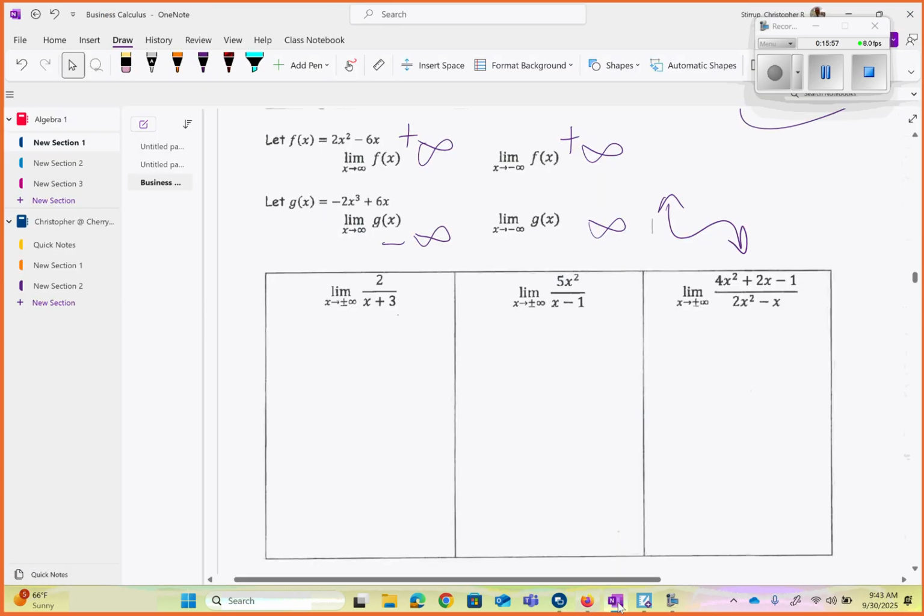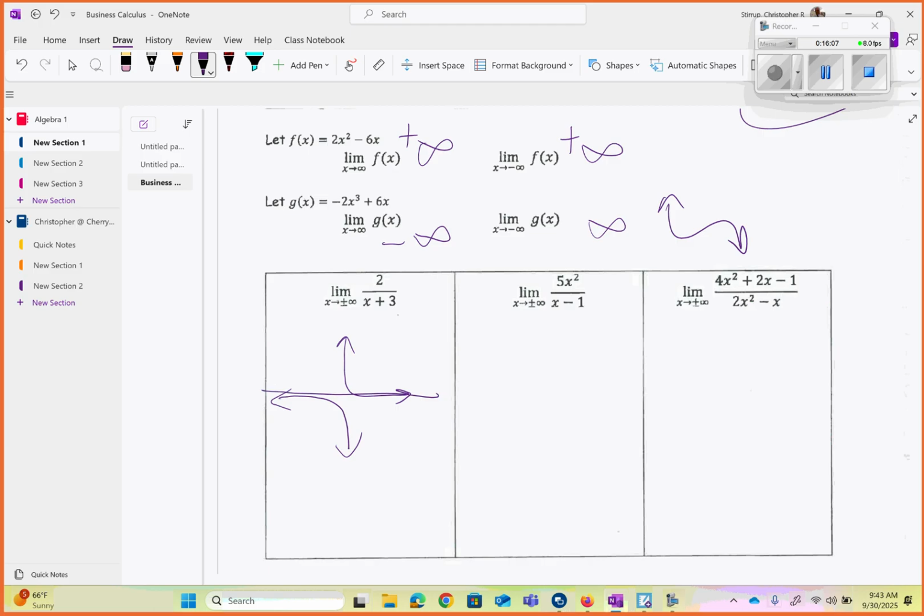Okay, so being that the graph did this, it's doing this, and this is the x-axis. This means that this limit, this answer here, it's going to 0. That's the y direction. Even though one's coming from the bottom, one's coming from the top, they're still going to the same. Okay, does that make sense?